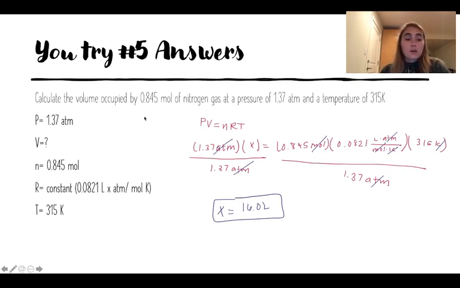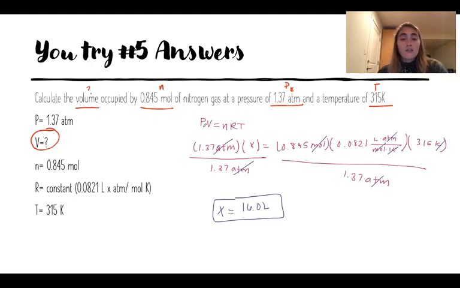I'm going to go ahead and plug in what I know. So what do I know? I know that I have a volume, calculate the volume, that's what I'm searching for, occupied by 0.845 moles, that's my n value, of nitrogen gas at a pressure of 1.37, that's P in this case, and a temperature of 315 K, that's my temperature. So I can go ahead and plug all those in, and I know I'm searching for volume.